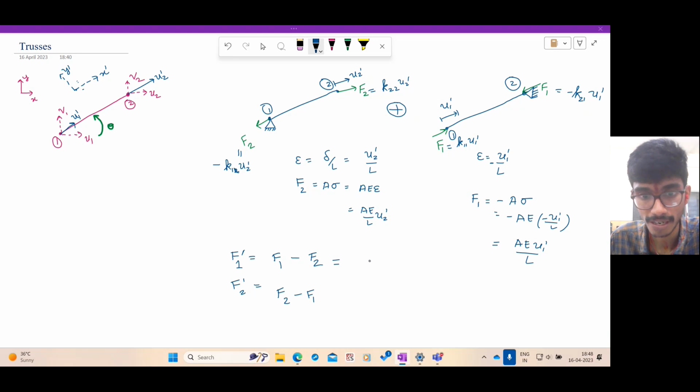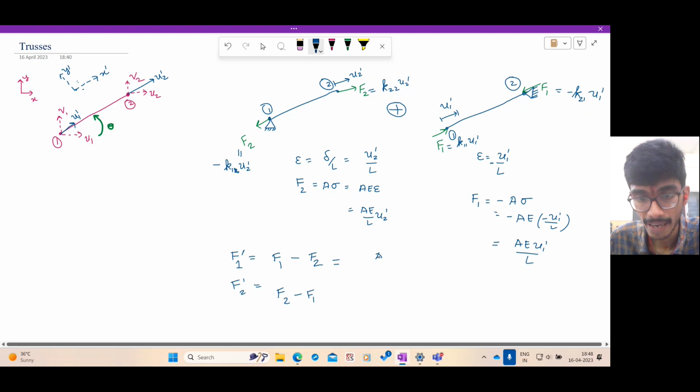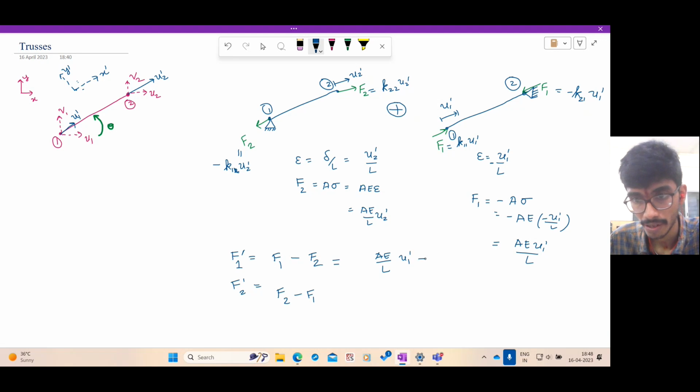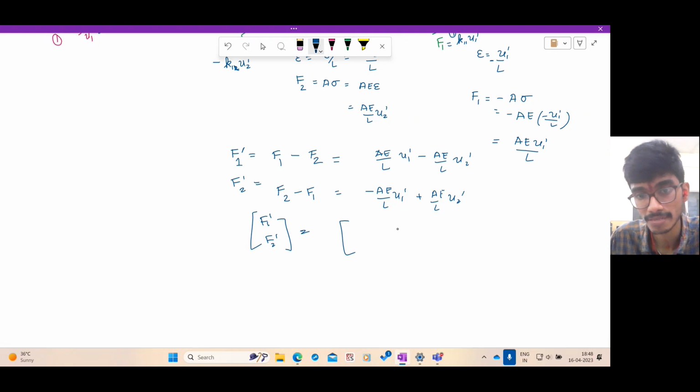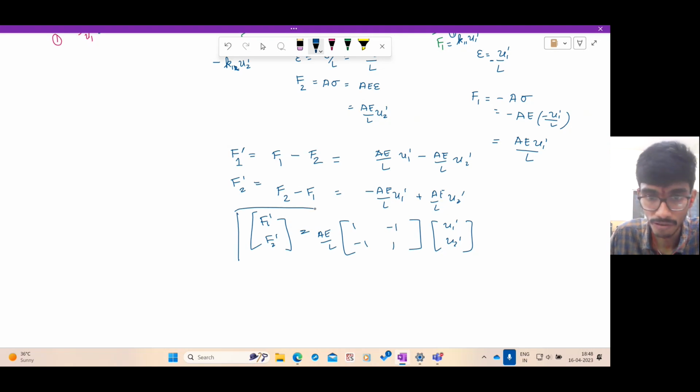So if you put it in the right form, you get AE by L U1 prime minus AE by L U2 prime. Here it is minus AE by L U1 prime plus AE by L U2 prime. If you write this in matrix form, the local forces F1 prime and F2 prime are related to the local displacements U1 prime and U2 prime by this matrix. If we take AE by L commonly out, it is related this way. So this is the local force displacement relationship.